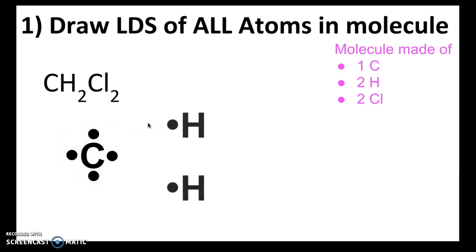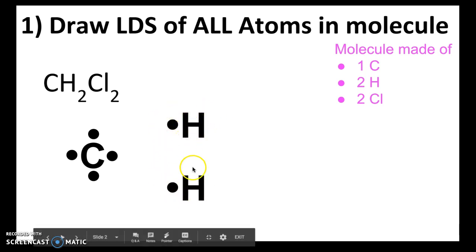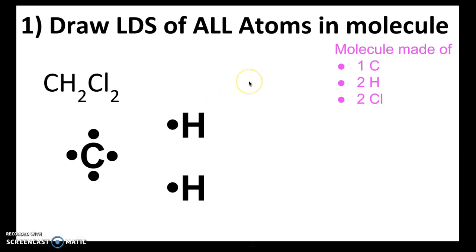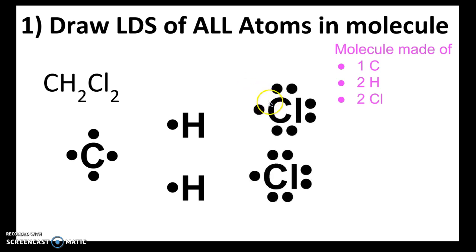For the hydrogen, it's in group 1. It has only 1 valence electron. And again, I drew 2 of them because there are 2 hydrogens here. And so the next thing I need to draw are the Lewis dot structures for the 2 chlorines. Chlorine is in group 17. It has 7 valence electrons. This is what their Lewis dot structures look like.